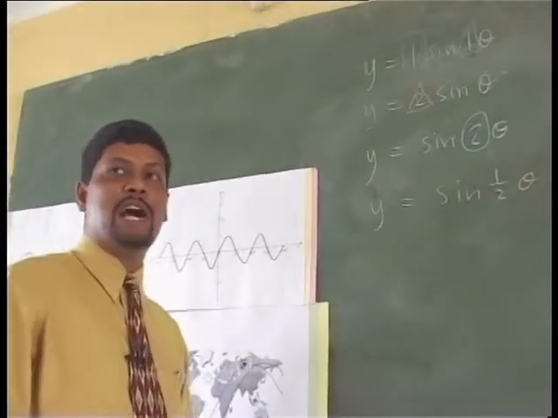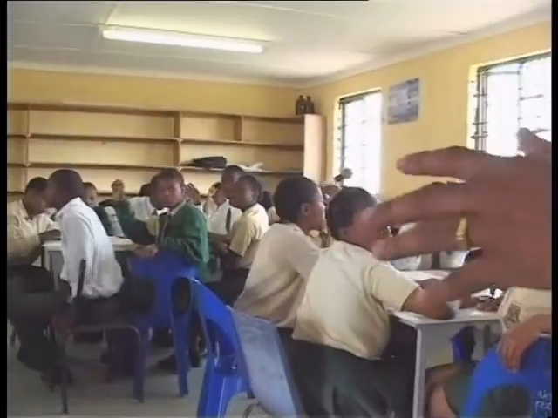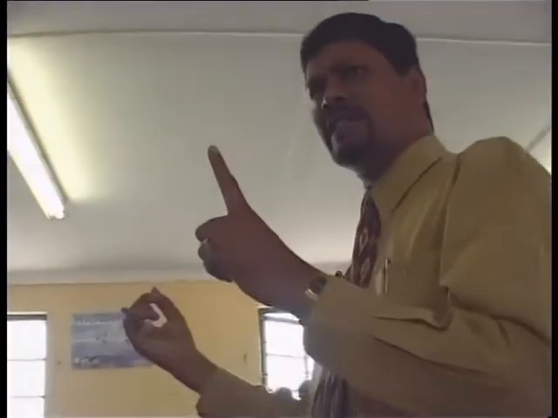The B value is now half. Can we predict? Yes. The period to be 720. The period is 720. That is strange because I draw my graph from 0 to 360. So how did we get 720? We divide 360 by half. We divided 360 by half.